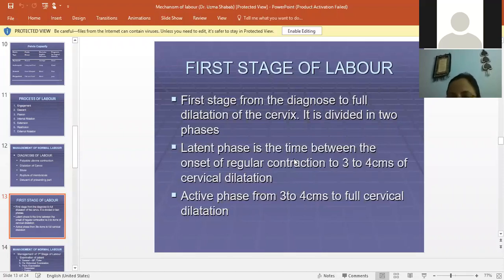What is the latent phase? The latent phase is the time interval up to 3 to 4 centimeters. During this phase, there is cervical dilatation and effacement of the cervix. In a primigravida, first effacement occurs, then dilatation. In a multigravida, both effacement and dilatation occur at the same time. Now, the second part of the first stage is the active phase. This active phase starts from 3 to 4 centimeters till full dilatation.